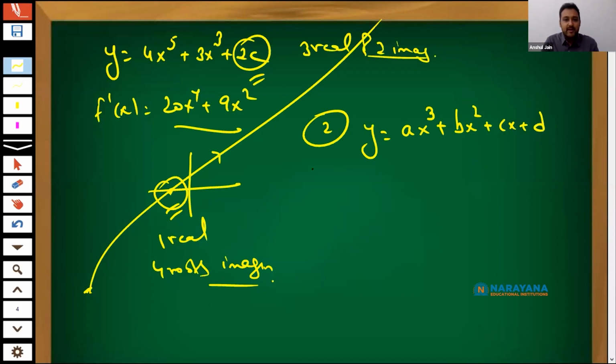This is a cubic polynomial. I have given you the equation ax cube plus bx square plus cx plus d, where a, b, c, d are the constants. Now I'm saying this curve is symmetric about x equal to k. For this cubic polynomial, what must be the value of a plus k?